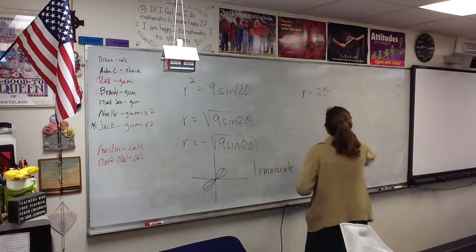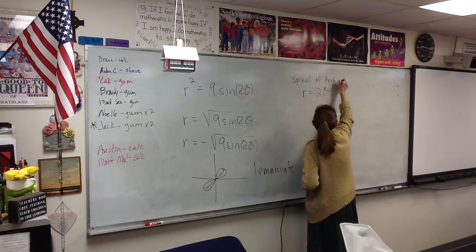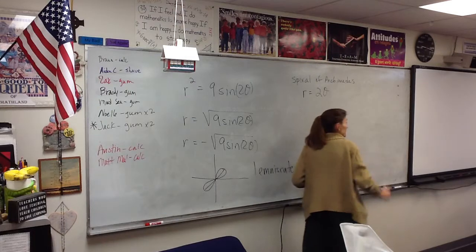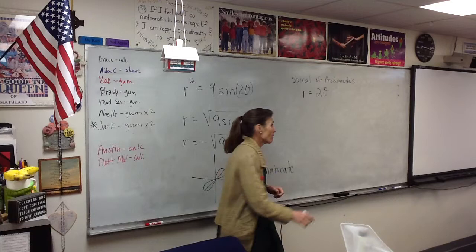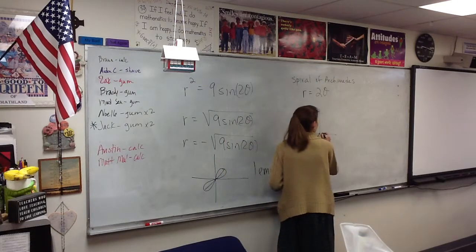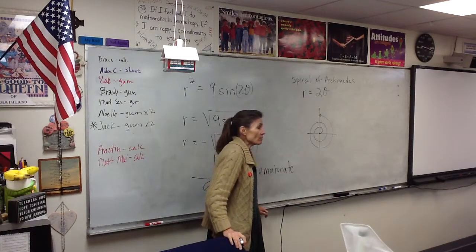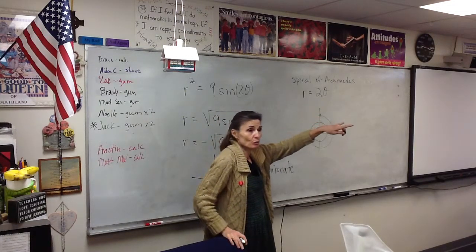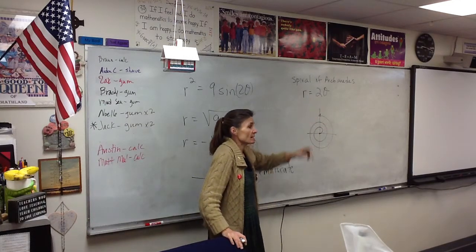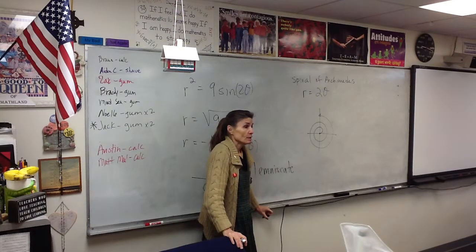This is called a spiral of Archimedes, or an Archimedean spiral. And what characterizes an Archimedean spiral is it starts at the pole and spins out. Now in a minute we're going to look at another kind of spiral. But a spiral of Archimedes, which is of the form r equals something times theta, it doesn't have to be 2, is going to start at the pole and spin out.